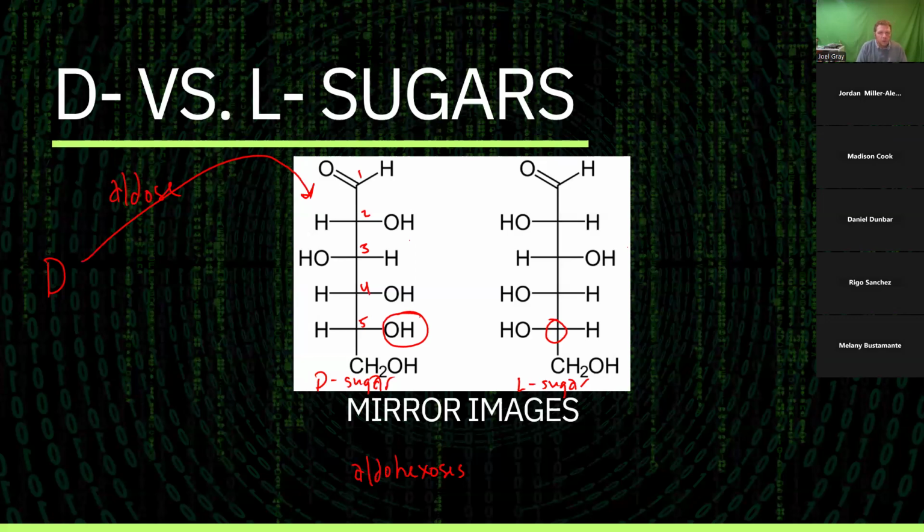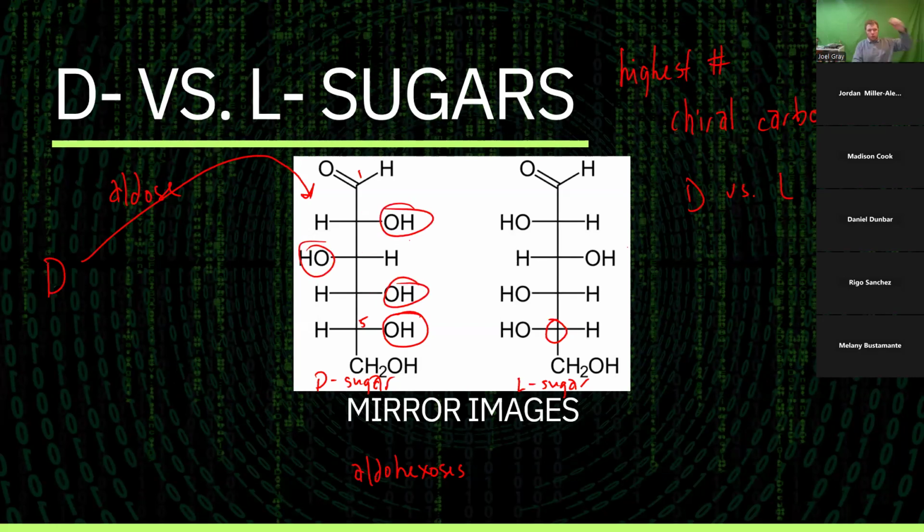Now, the positioning of our hydroxide groups, they all tell a different story. Your highest numbered chiral carbon says D versus L. Now, what about all of the others? Well, the positioning of all these hydroxide groups, whether on the right or the left, tells us: are we talking about glucose, or what is the common name for these molecules?